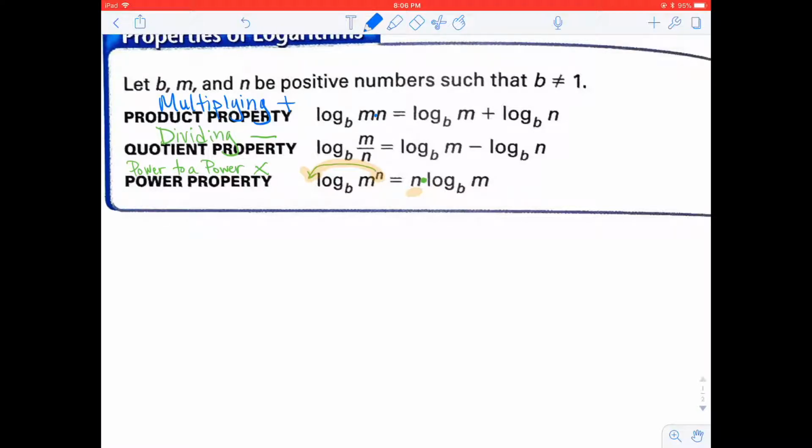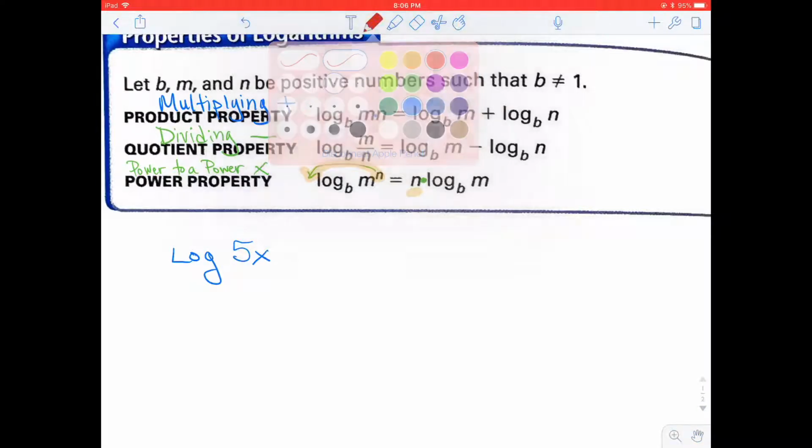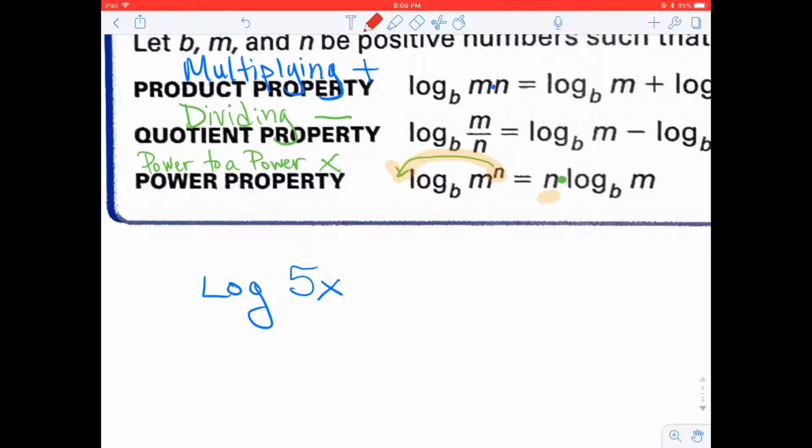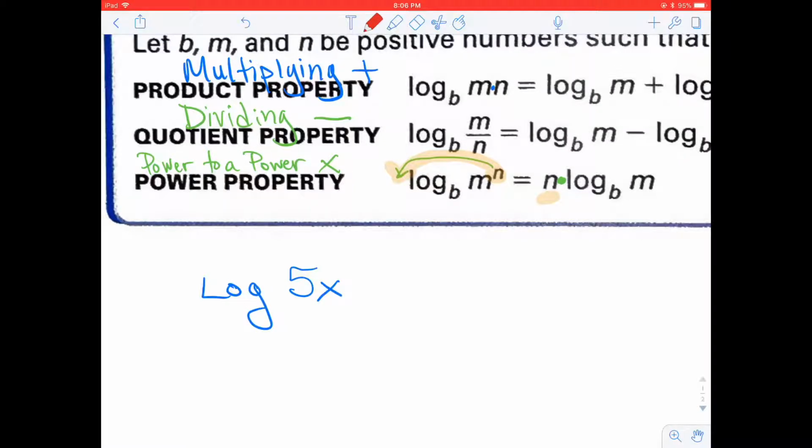We're going to start with the log. And it's going to be a common log, so we won't have a base that we'll actually see. 5x. So the first thing we have to look for is to identify the operation. Well, 5 and x are touching. And anytime anything's touching in math, it's multiply. So we have the product property. We multiply, we add both parts of the log.